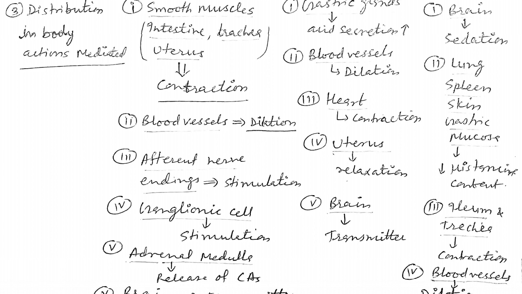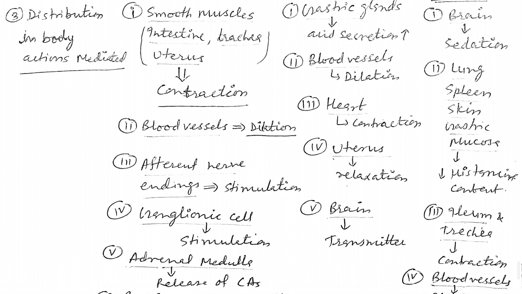And lastly, the H2 receptors are present in the brain, and similarly like H1 receptors, the action exerted here is as transmitters. Similarly, H2 receptors are present in the brain and exert the same actions.